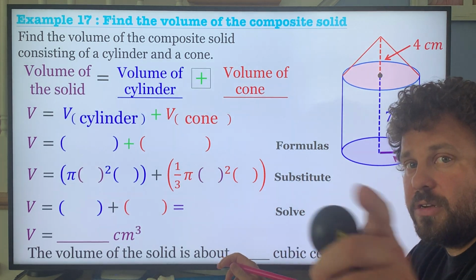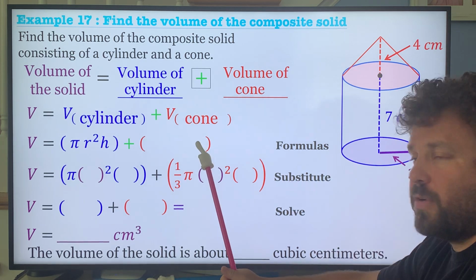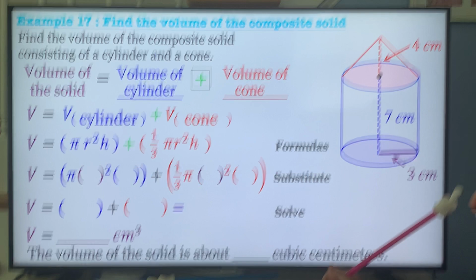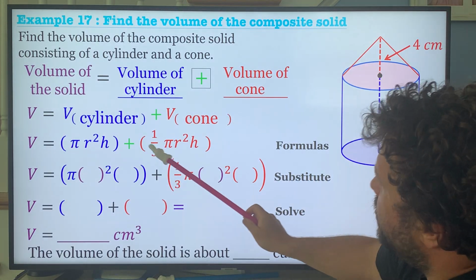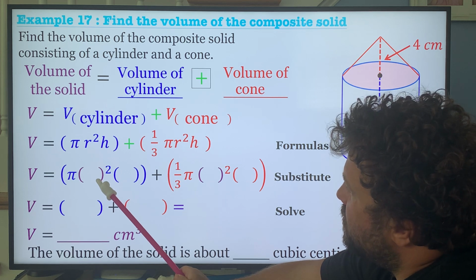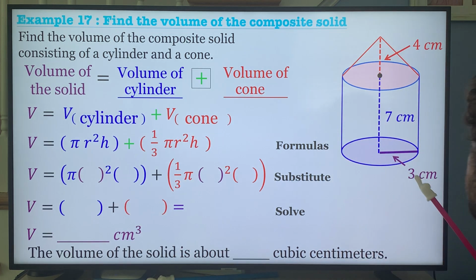What is the volume of a cylinder? Pi r squared h. Volume of a cone? 1/3 pi r squared h. So pretty much the same exact thing here. The only difference is one is a pi, one is a 1/3. Now, radius is going to be the same for both of these. The radius here is 3. So it's pi times 3 squared times the height of the cylinder, which is 7. 1/3 pi, same 3 right here, 3 squared, the height of the cone is 4.